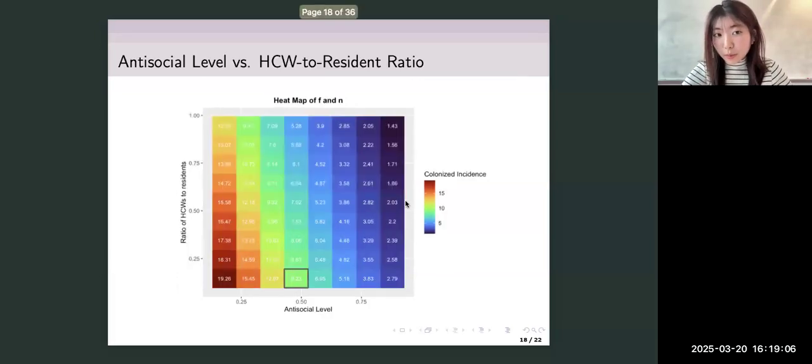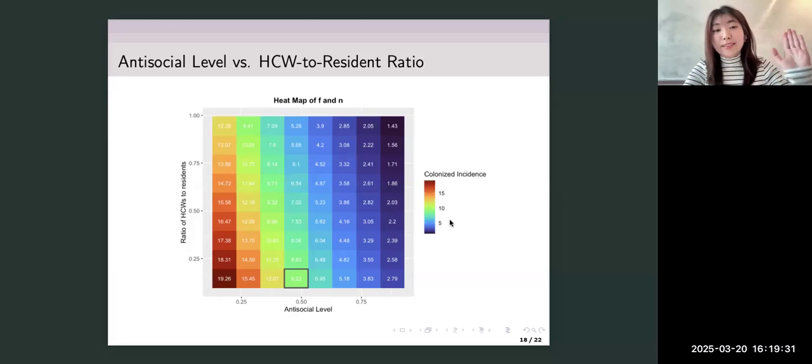So the next thing we kind of explored is antisocial level and then healthcare worker to resident ratio. As you can see immediately from this colorful heat map, it's very stratified across antisocial level. And higher antisocial level means that residents are less likely to interact with each other. And here again, we have the same color and the numbers denoting the incidence of C, along with baseline marked by the box.